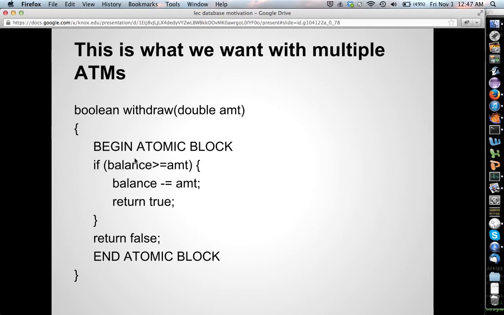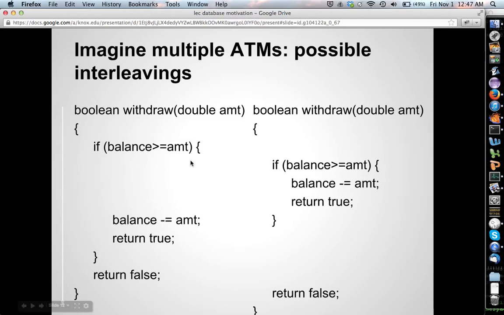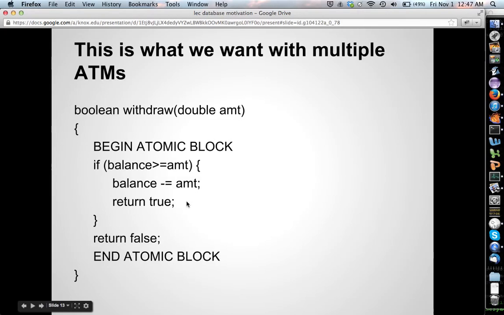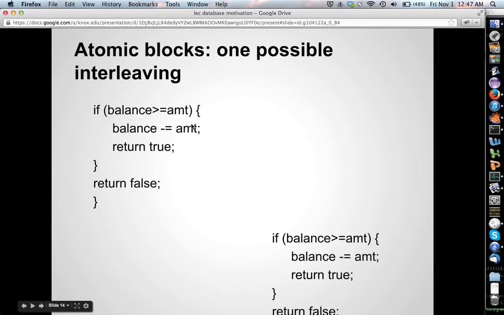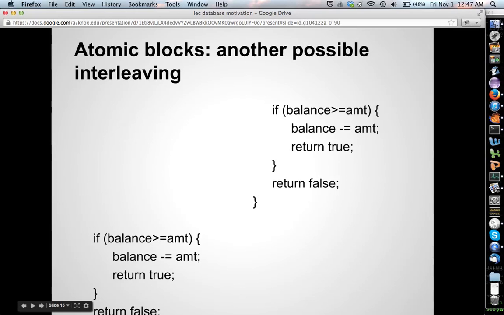In other words, it never should be the case, to go back a slide, that we should get this bad interleaving. We should never get this particular kind of an order. So by trying to make these atomic, what that should mean is, here's one possible ordering. All of the atomic section runs for one ATM machine, then for the other. Here's the other possible ordering, and no other interleaving should be possible.